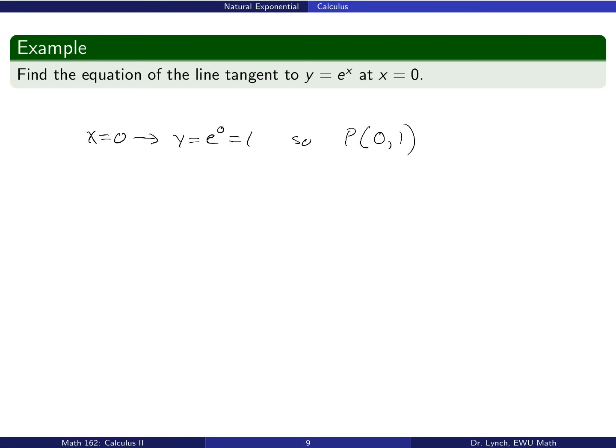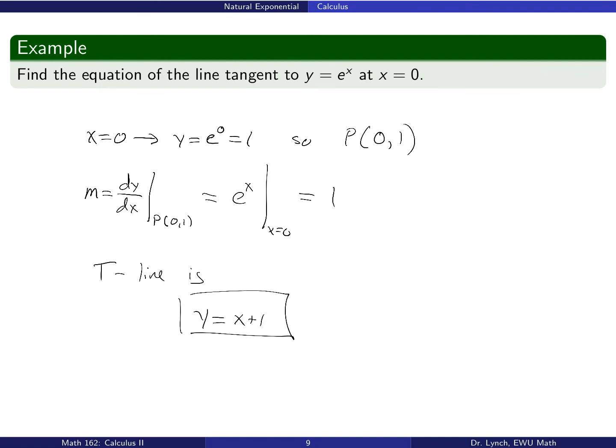And then everybody also knows that in the case of a tangent line, the special thing is that the slope of that tangent line is given by the derivative of the function. Of course, in this case, the derivative dy dx is just e to the x, and e to the x at x equals 0 is 1, so the slope is 1. So we can quickly write down the equation of the line tangent to the curve at x equals 0. That tangent line is just y equals x plus 1.